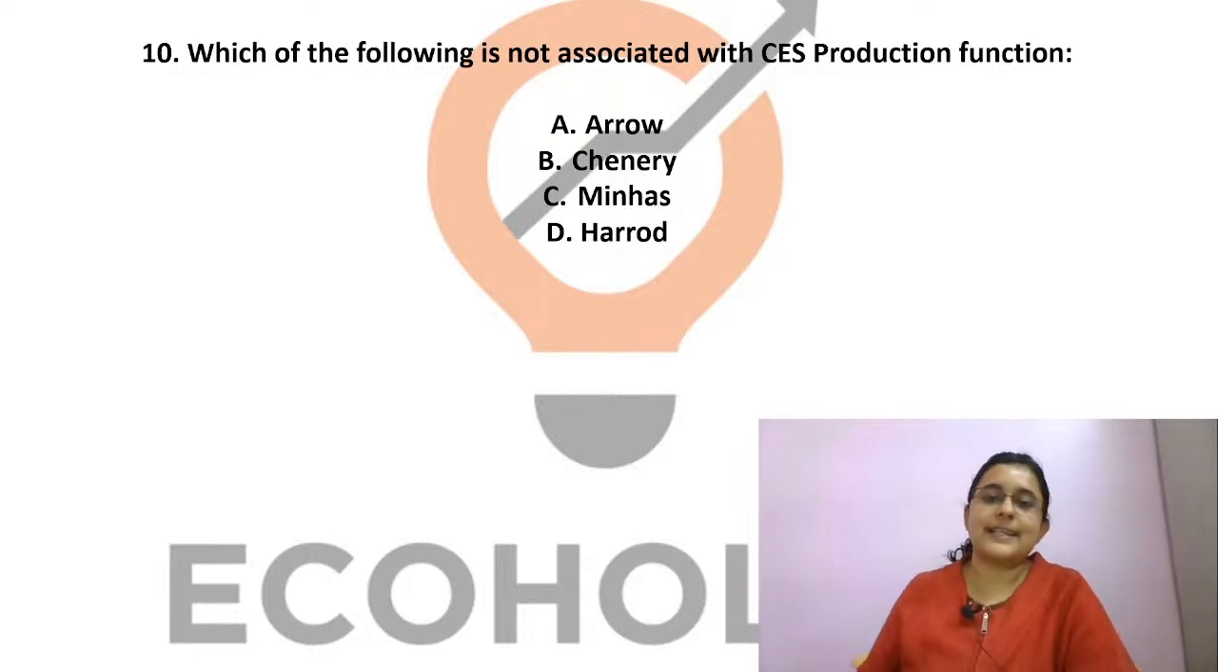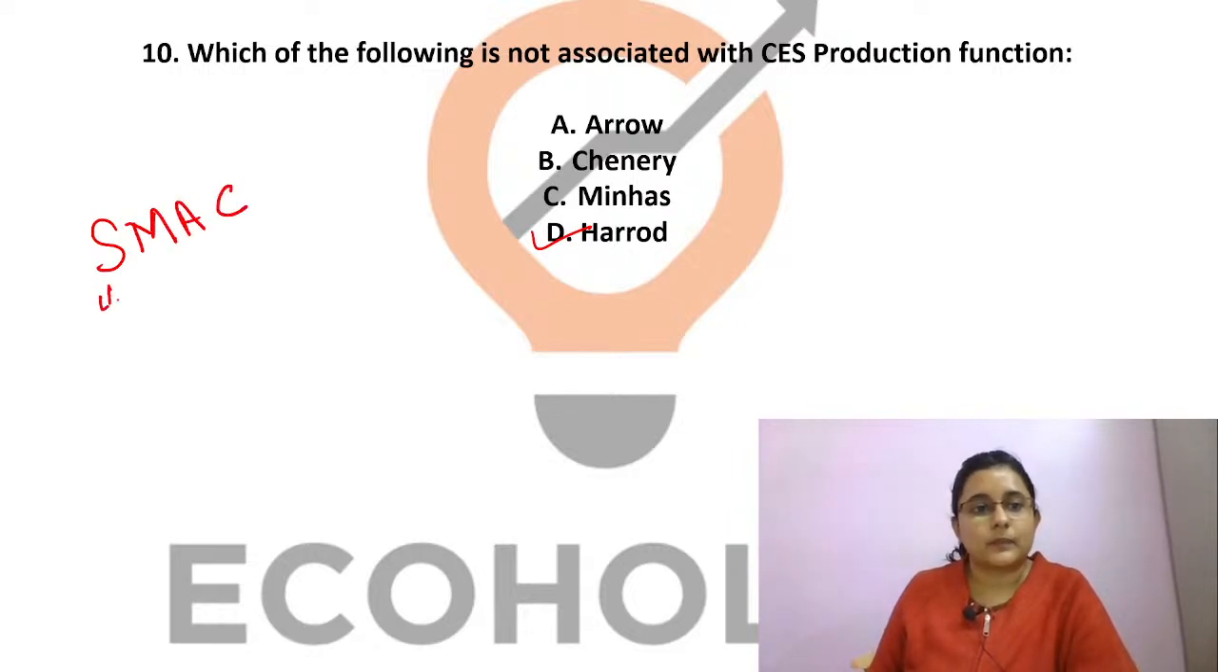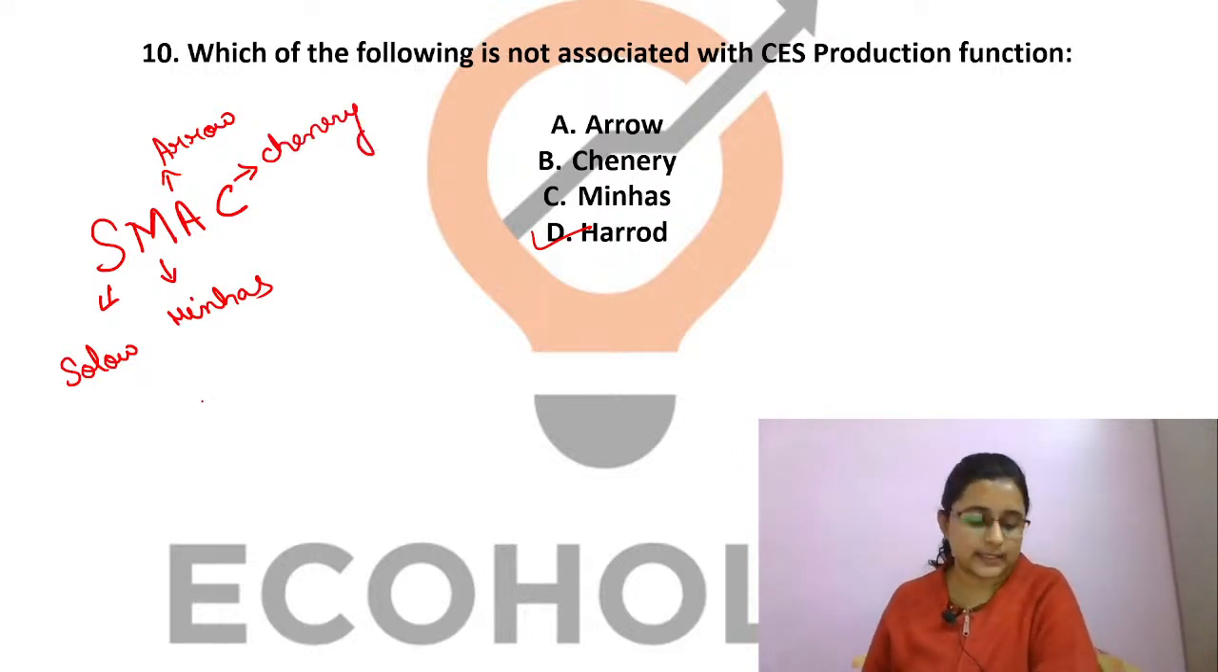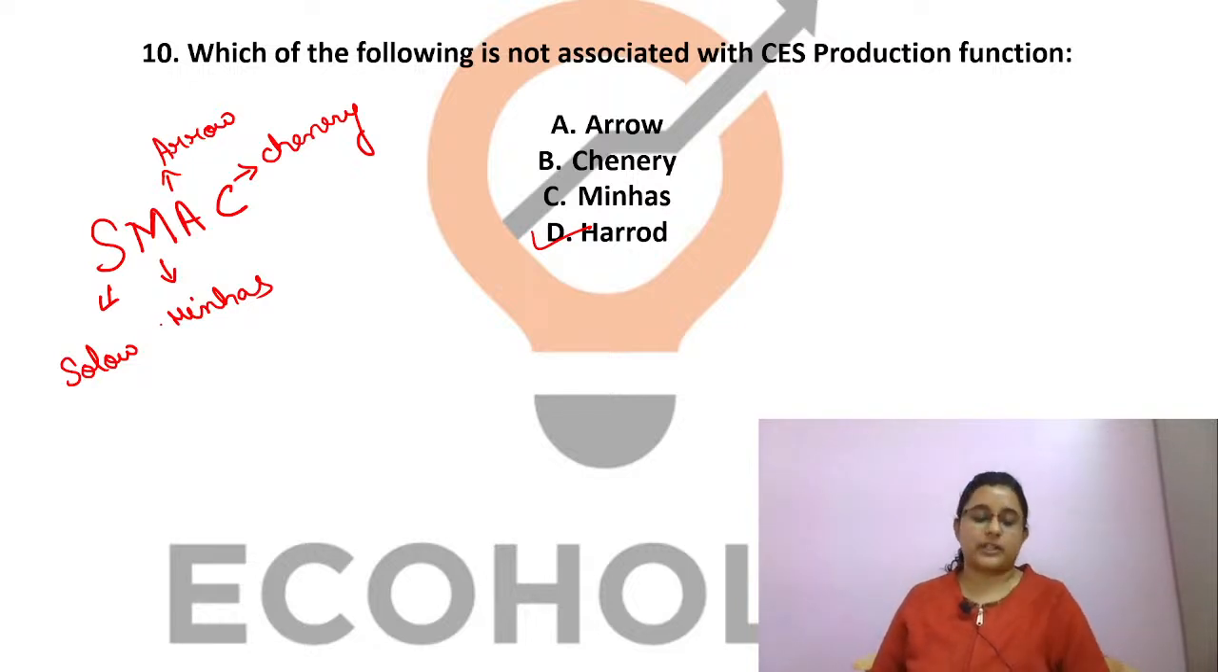Yes, very good. Correct answer. It is Harad. Harad is not associated with the CES production function. So the people who are associated are SMAC: Solow, Minhas, Arrow, and Chenery. These are the people who are associated with the CES production function. Here we don't have Harad's name anywhere. So Harad is the person who is not associated with the CES production function. Okay?